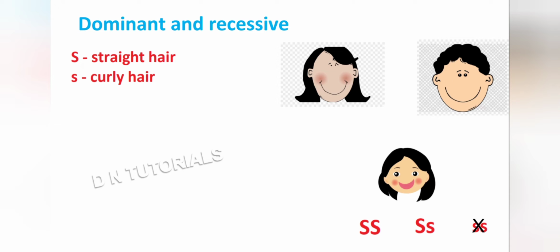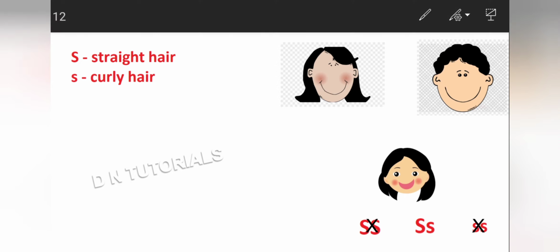Now if we take the first one, capital S and capital S, that also can't be, because the child has received one capital S from the mother and the other allele from the father. If the father had capital S, the phenotype of the father would be straight hair too. But the father has curly hair, which means the genotype of the father is small s and small s. Here you have small s and small s.